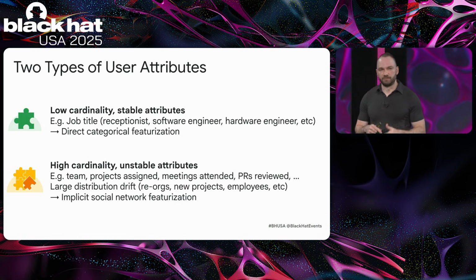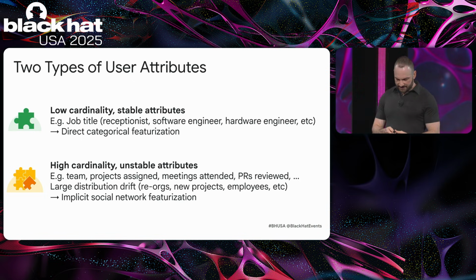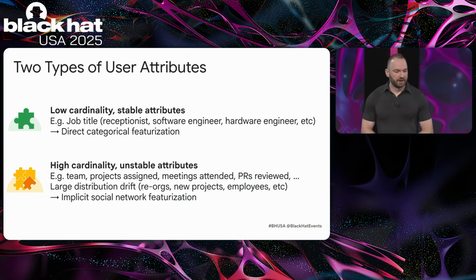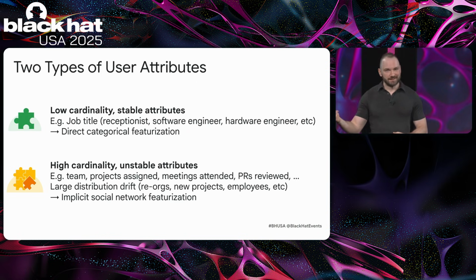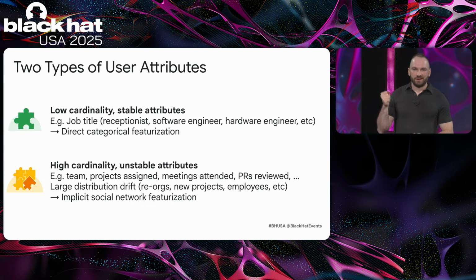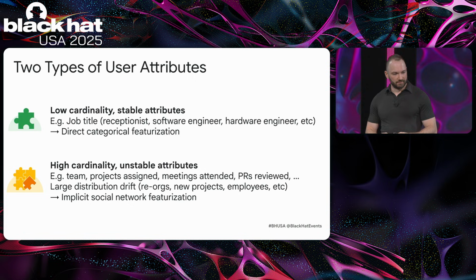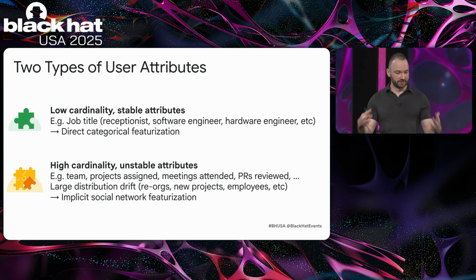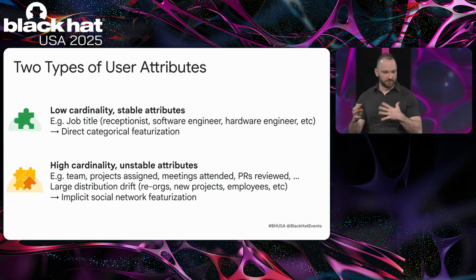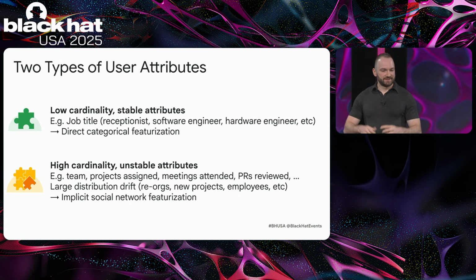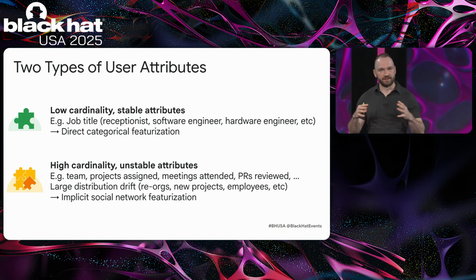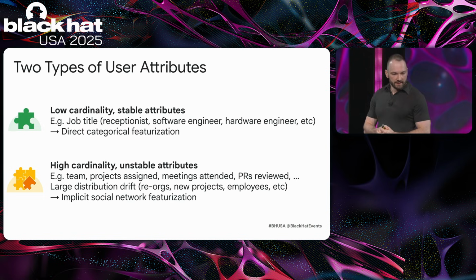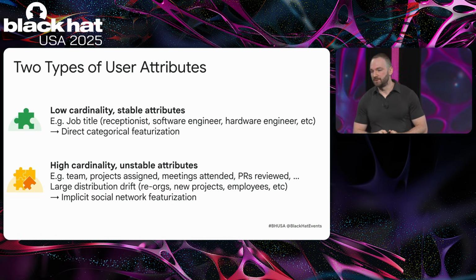What is more interesting and more powerful for a system like Facade is the high cardinality and unstable attributes. So things like team assignments, project assignments, meetings that people attend together, pull requests that are reviewed, like code reviews, etc. And those are particularly tricky to deal with because there are large distribution drifts. For example, every time the company is reorged, people might change teams. There are new projects that come up. You have to be able to deal with new employees being onboarded. So for that, our solution is to use implicit social networks.